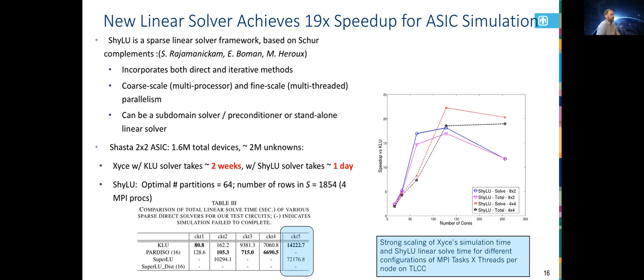This is a slightly different version from the same family of circuits, but it's a slightly different circuit. Basically, it's a 2x2 ASIC, so it's got 4 tiles that are very similar. The total number of devices is 1.6 million, so there are around 2 million unknowns for this particular study. We actually were able to run this with our direct solver, KLU, but that's not advisable. When we ran it with KLU, it took around 2 weeks, which most people wouldn't put up with.